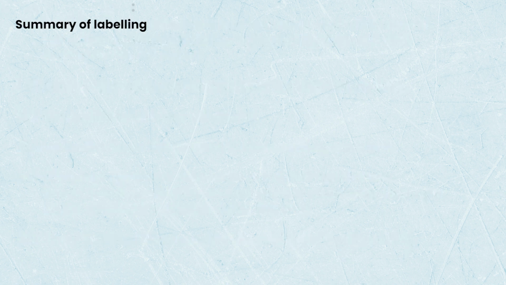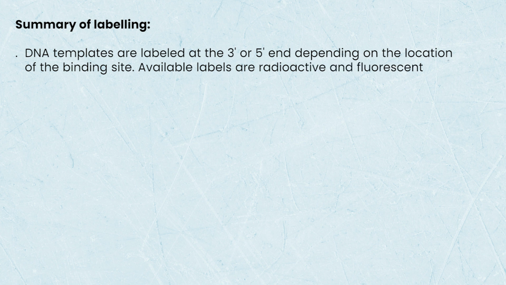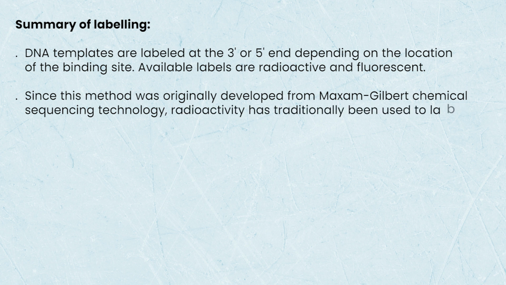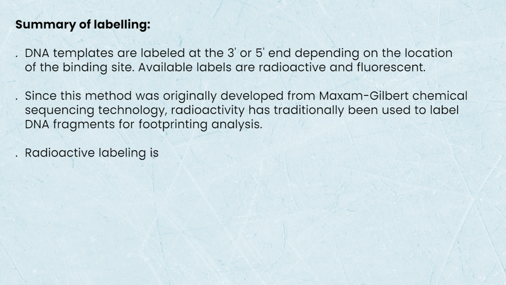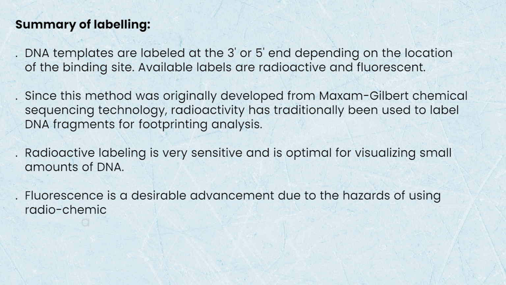Now, summary of the labeling: DNA templates are labeled at the 3' or 5' end depending on the location of the binding site. Available labels are radioactive and fluorescent. Since this method was originally developed from Maxam-Gilbert chemical sequencing technology, radioactivity has traditionally been used to label DNA fragments for footprinting analysis. Radioactive labeling is very sensitive and is optimal for visualizing small amounts of DNA. Fluorescence is a desirable advancement due to the hazards of using radiochemicals.